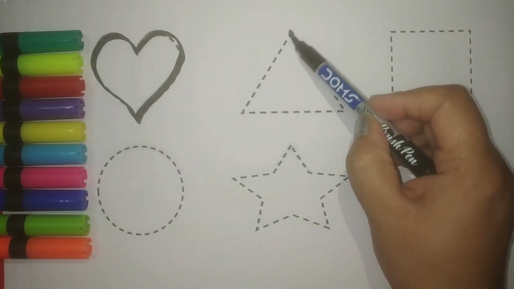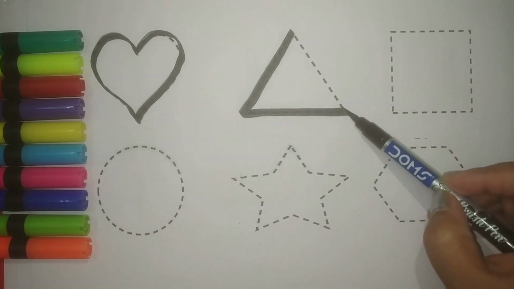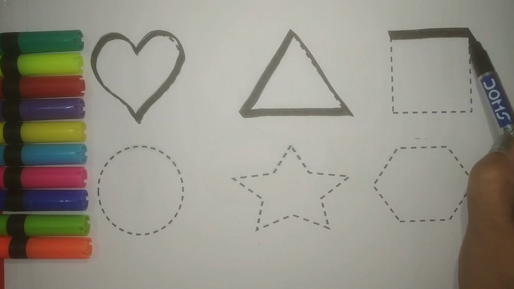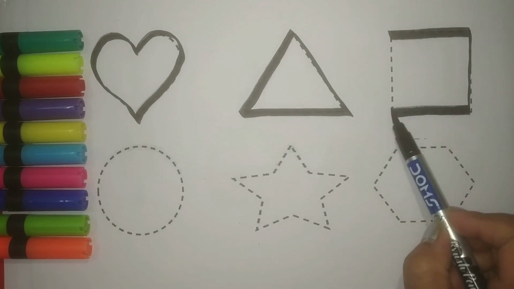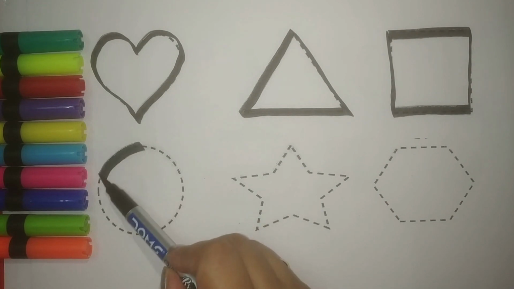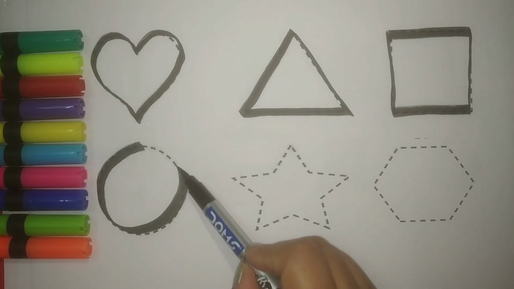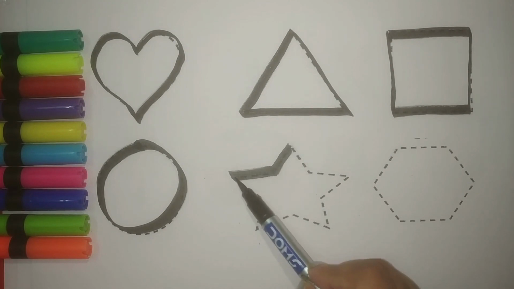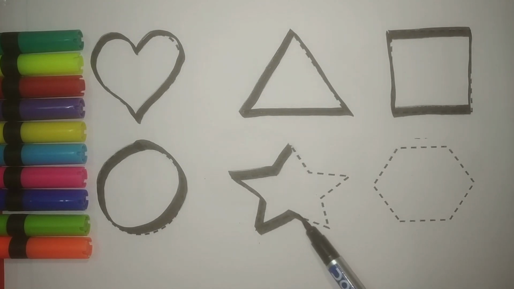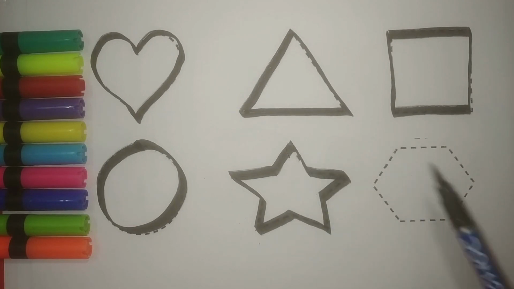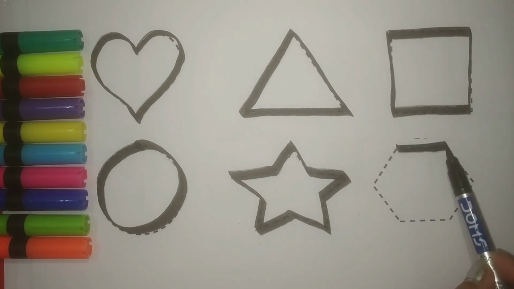This is a heart. This is a triangle. This is a square. This is a circle. This is a star. And this is a hexagon.